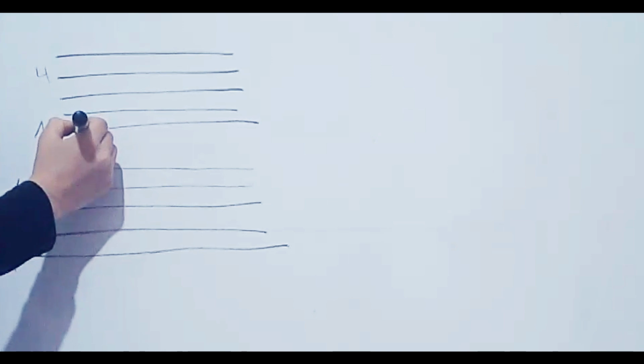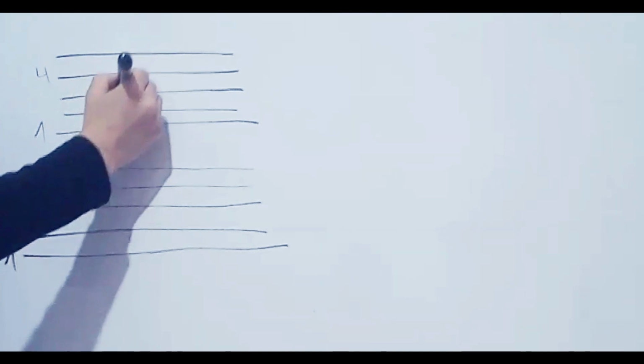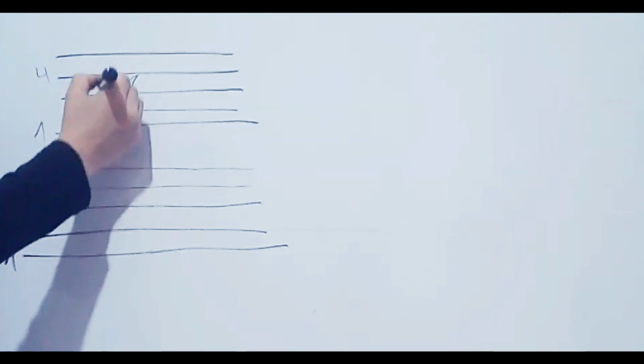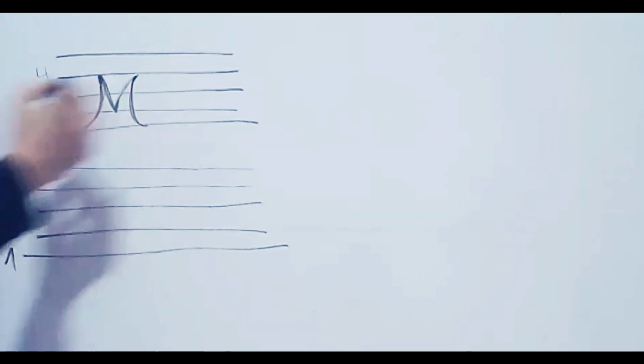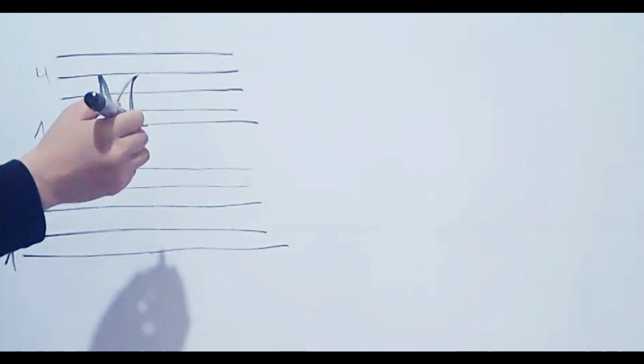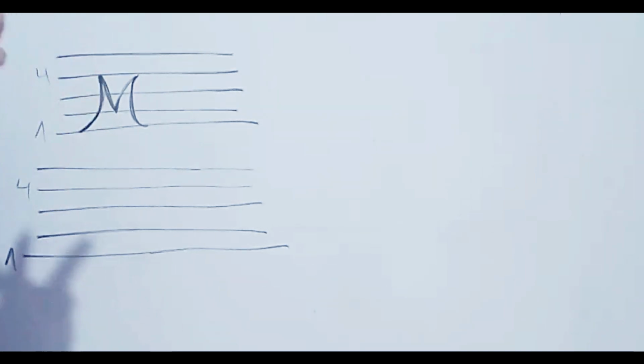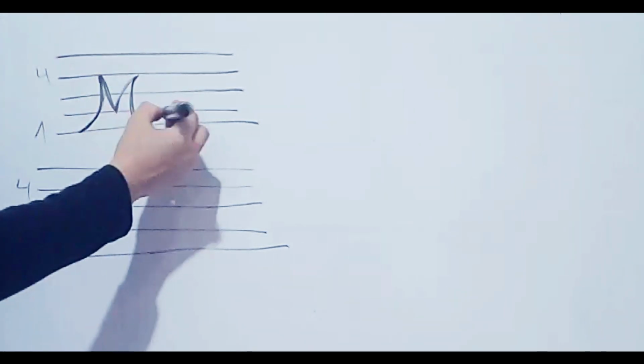Letter M. How to write the capital letter M? It's like this. This is capital letter M. Let's make it more clear. Like this. Now the small letter M. You could write it in 2 ways. You could write it like this.